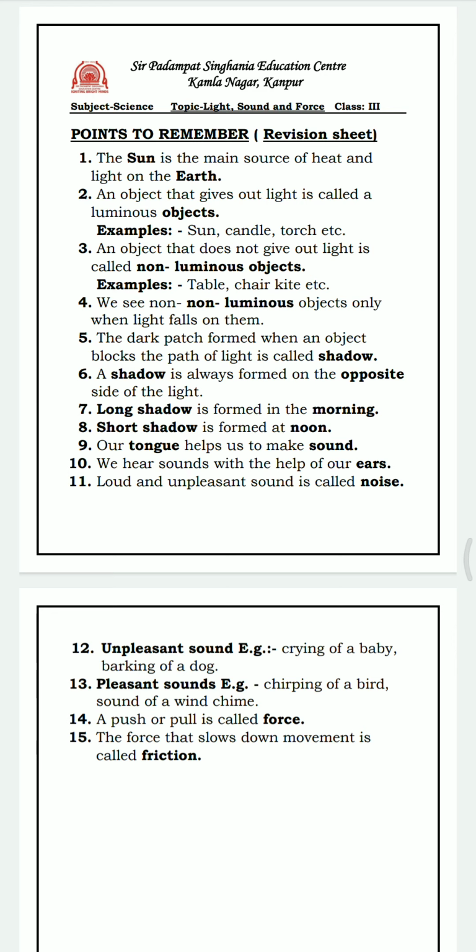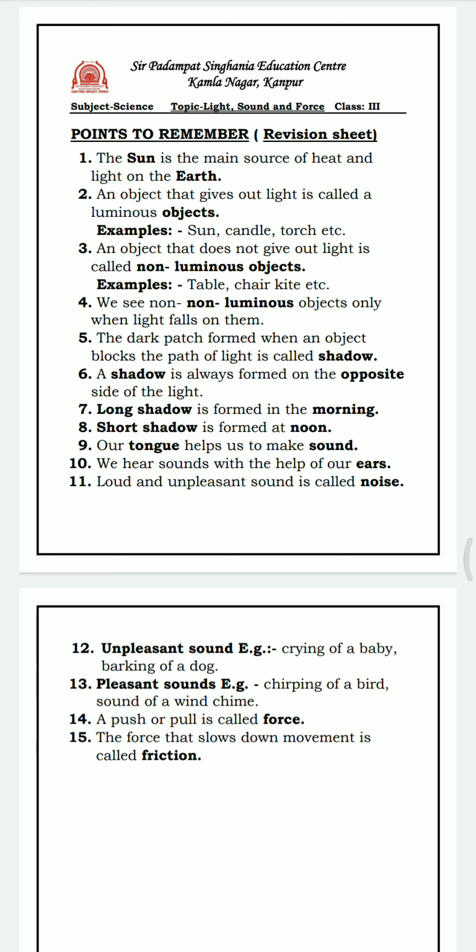An object that gives out light is called a luminous object. Okay. So children, when we are talking about a luminous object, see, the objects which give light of their own, okay, they are called luminous objects. Fine. Examples are sun, candle, torch, diya, etc. Okay. So what are the luminous objects? An object that gives out light is called a luminous object. Okay. So examples are sun, candle, torch, etc.